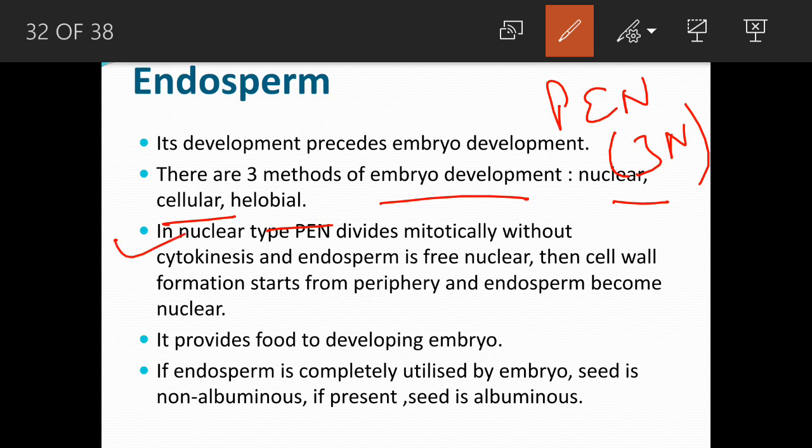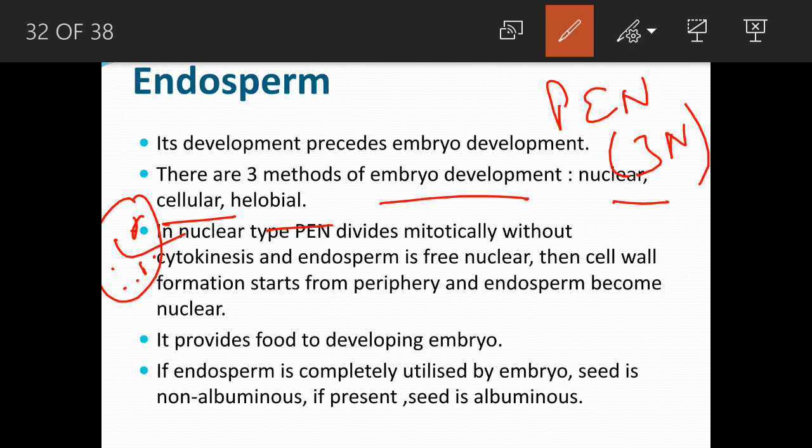So in case of the nuclear type of endosperm, the first division of the primary endosperm nucleus and the nuclear divisions are not accompanied by cell wall formation. Nuclei are produced and free in the cytoplasm. This is the nuclear type of endosperm formation.